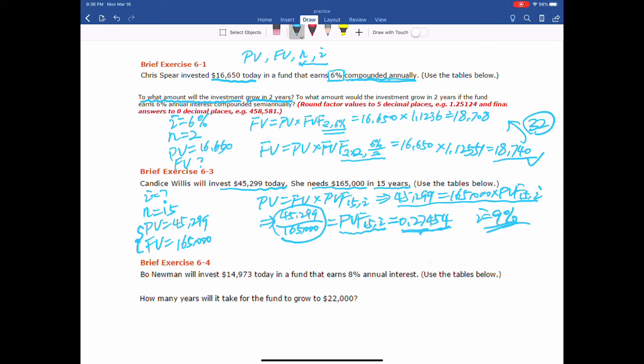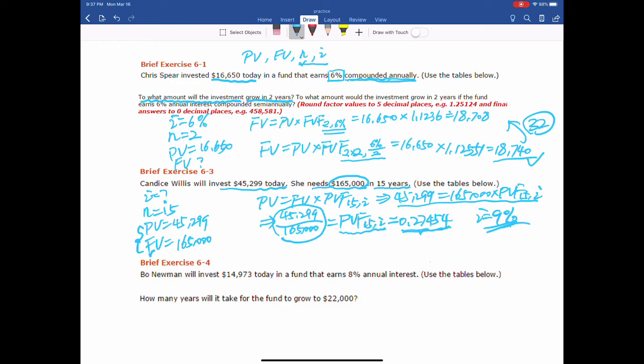So for this person, if she invests 45,299 today, and the interest rate, or time value of money, is 9%, and the interest is compounded annually, then in 15 years, or by the end of the 15th year, she can get $165,000.